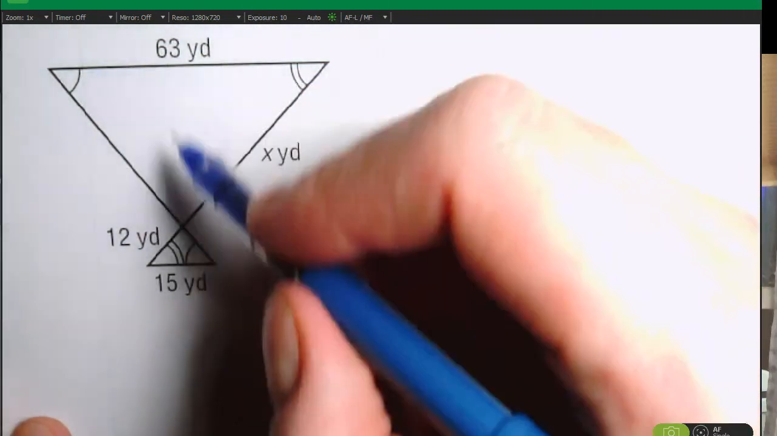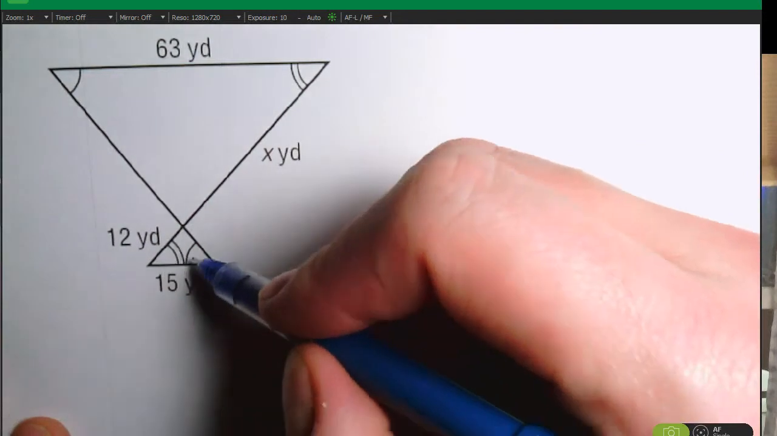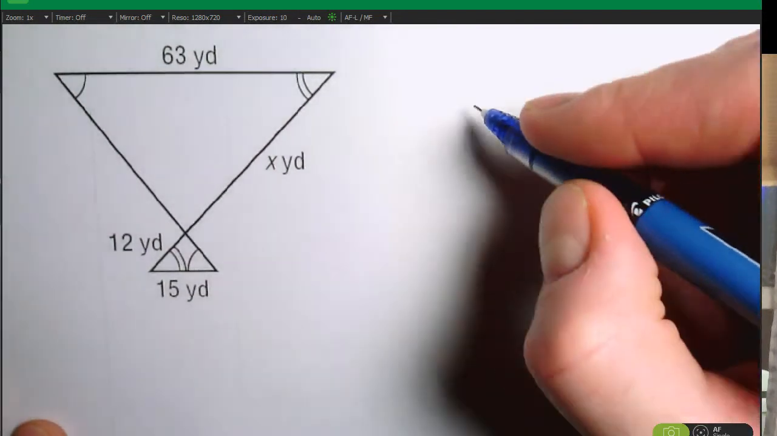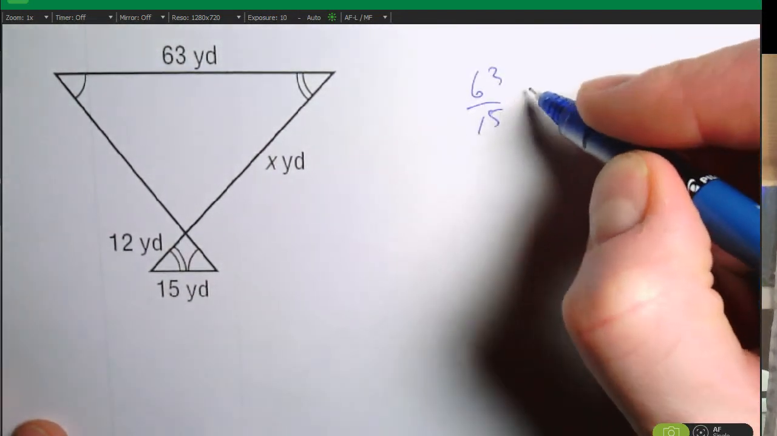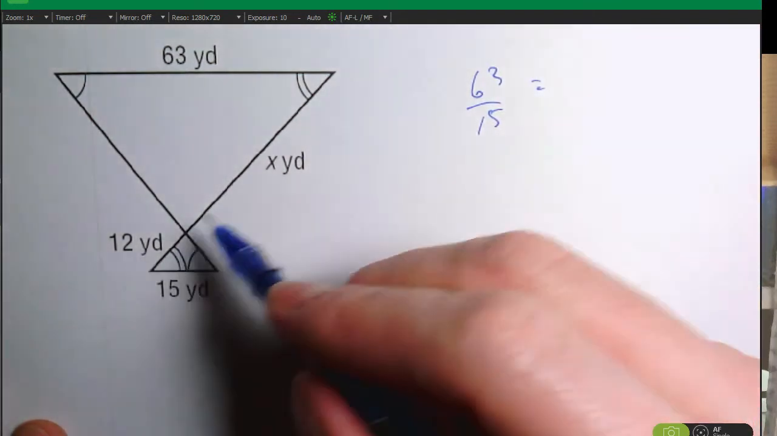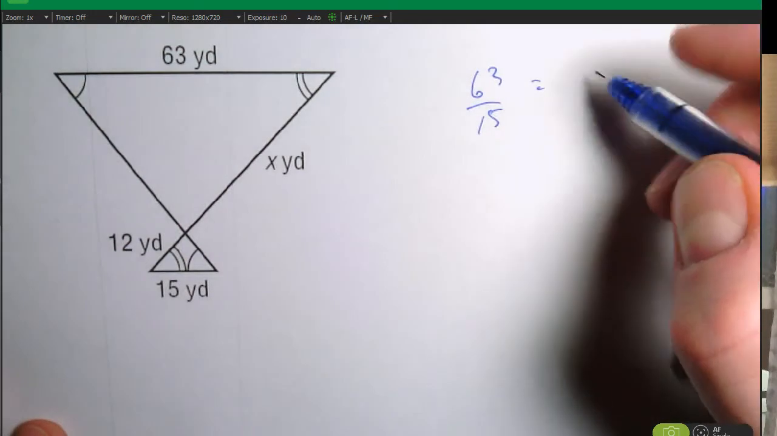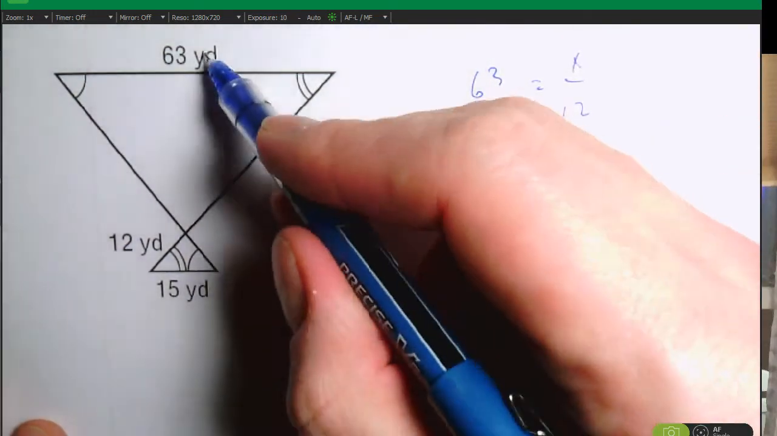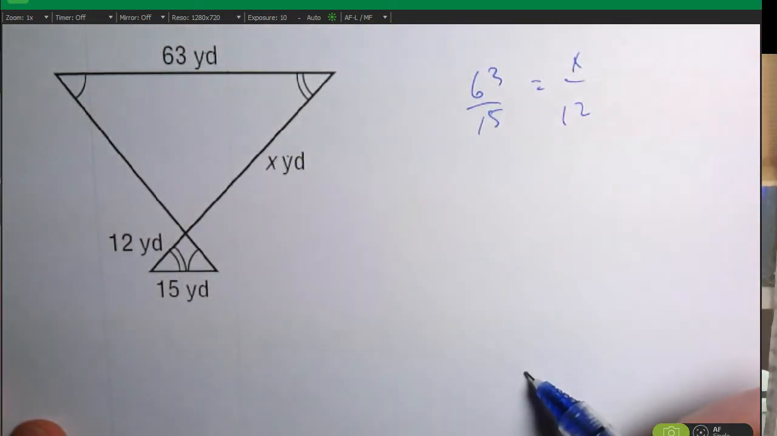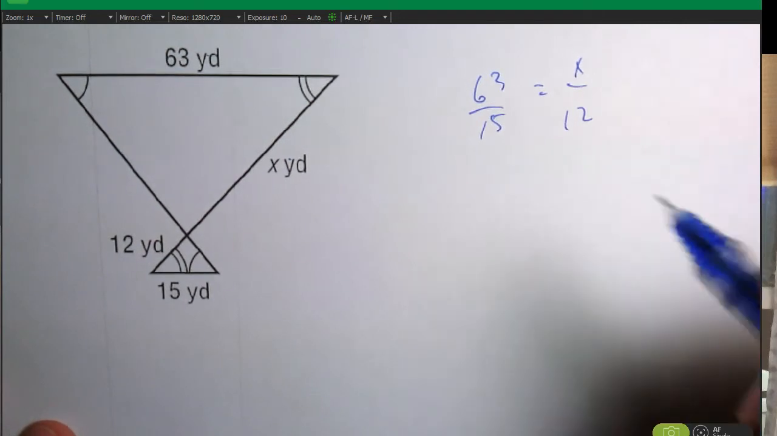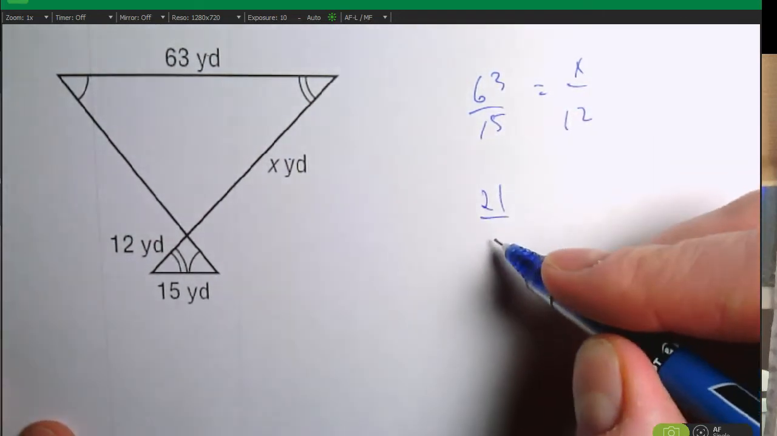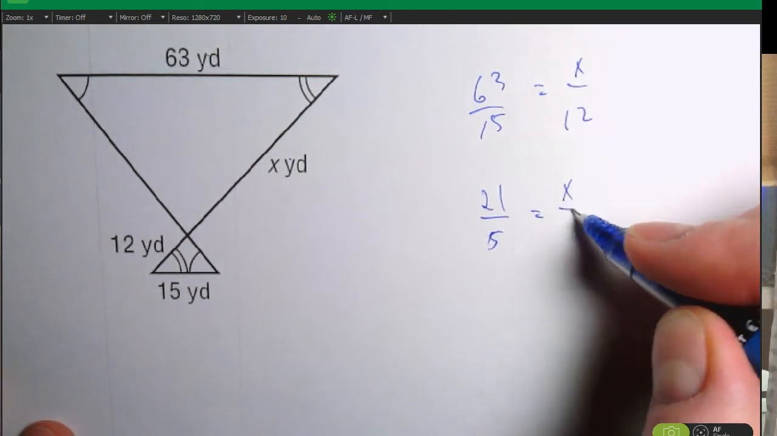15 and 63 correspond because they are both between the double and the single. So 63 over 15. 12 and x correspond because, one, they're the only two left, but 12 is next to the double and x is next to the double. So x over 12, because 63 and x are on the same triangle. You can divide both of these by 3. This gives you 21 over 5 equals x over 12.